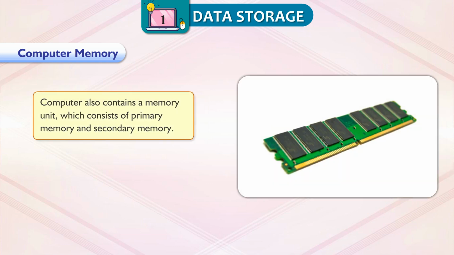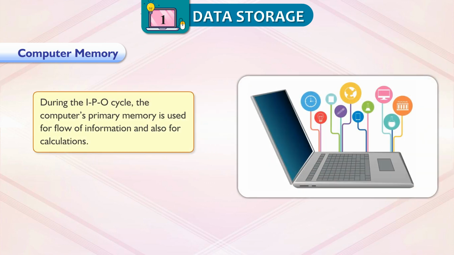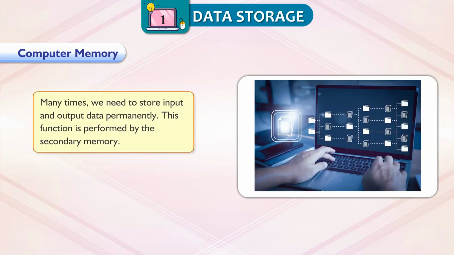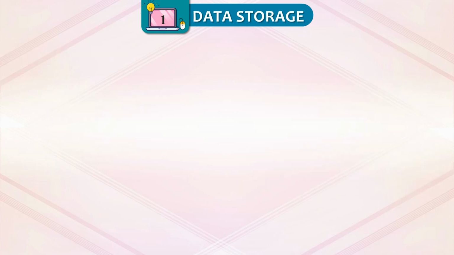Computer also contains a memory unit which consists of primary memory and secondary memory. During the IPO cycle, the computer's primary memory is used for flow of information and also for calculations. Many times, we need to store input and output data permanently. This function is performed by the secondary memory.